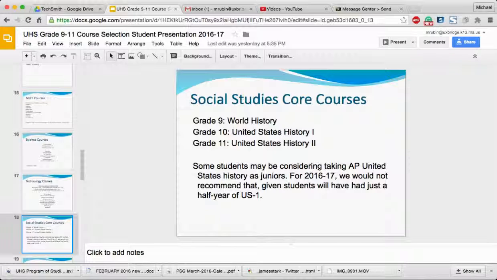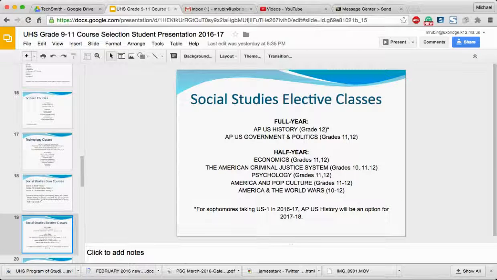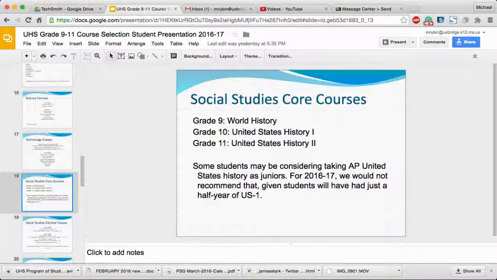Students who have taken U.S. 1 and U.S. 2 and are thinking about a senior year history can choose from the electives, which will appear on the next slide. Students who have taken U.S. 1 may be considering taking U.S. History AP as juniors, but since U.S. 1 was a half-year course in grade 10, we will not recommend that happening. In fact, those students will not be permitted to take AP US without a full year of US 2.